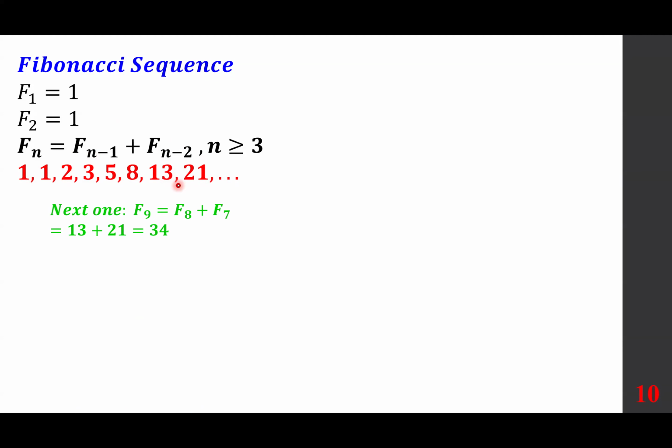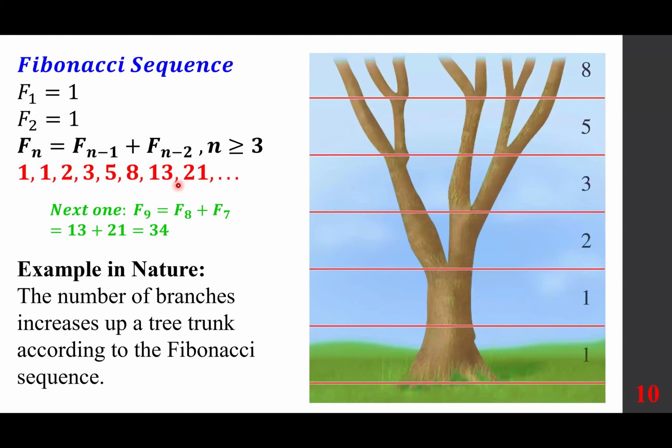It happens in nature as follows, for example. The number of branches increases up a tree trunk according to the Fibonacci sequence. First we have 1, the second year we have 1, and the third year they add up to 2. And the next year these 2 add up to 3, and the next year these 2 add up to 5, and these 2 add up to 8, and so on and so forth. Normally that is the case. Okay, not always, but mostly.